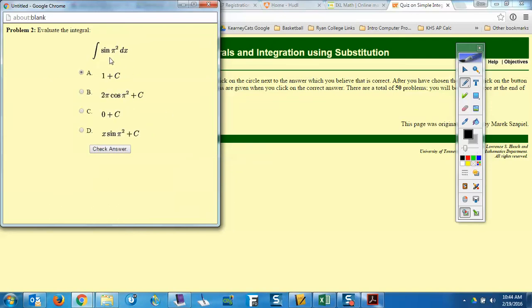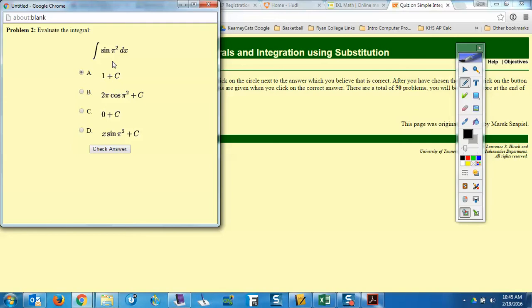And oh, here's an interesting one. Sine of pi squared. See that around? What are you going to do? Isn't that just a number? Isn't that like the integral of 7? So what would that be?